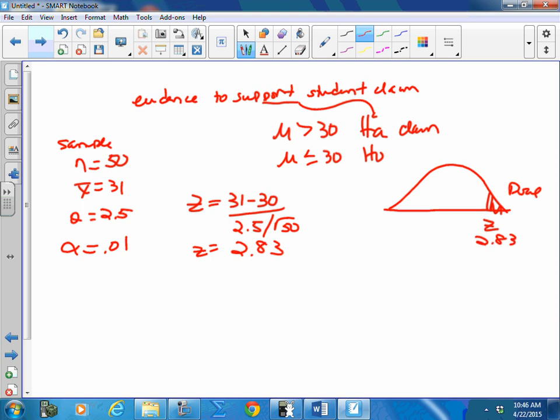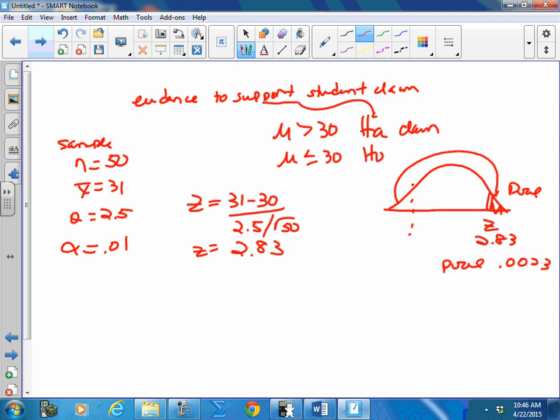Now, here's the thing. When I look up 2.83, I get the area to the left, so I want to subtract it from 1. It's going to be like 0.89 something. It can't possibly be more than 50% of the curve. It's a little tiny section. Or on the flip side of it, I can look up the negative 2.83 because this area is symmetric to this area. So I don't care which one you look up, either one. So you look it up, and what p-val do we get? You get 0.0023.